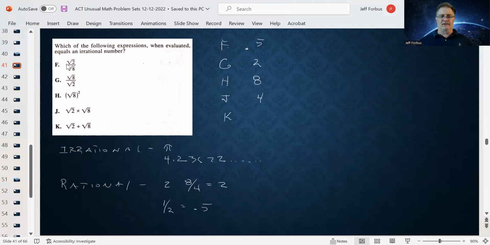Now K, the square root of 2 plus the square root of 8 ends up giving you a decimal equivalent of something of 4.24264, and it continues. So here is our irrational answer choice, which is K. Okay, let's move to the next question.